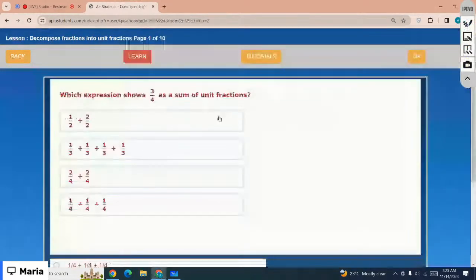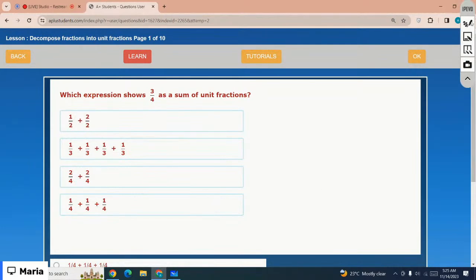Okay, which expression shows 3 by 4 as a sum of unit fractions? So which is the correct option? Yes, denominators must be the same, and when you add their numerators, you get the numerator. Very good. The correct option is the last one.